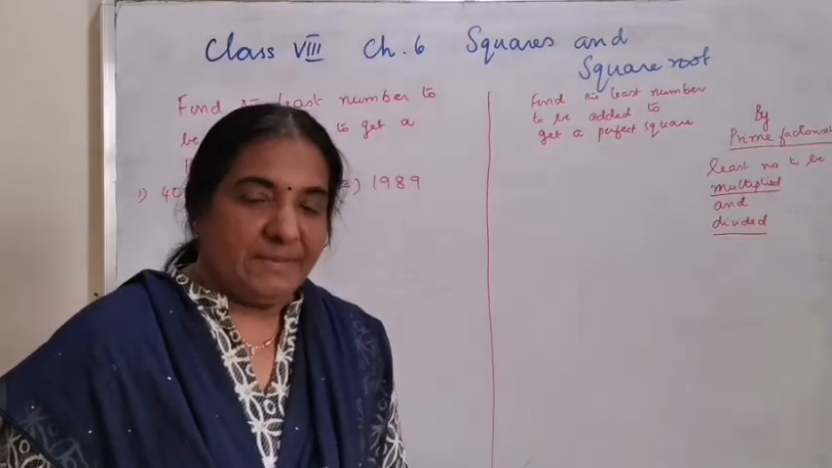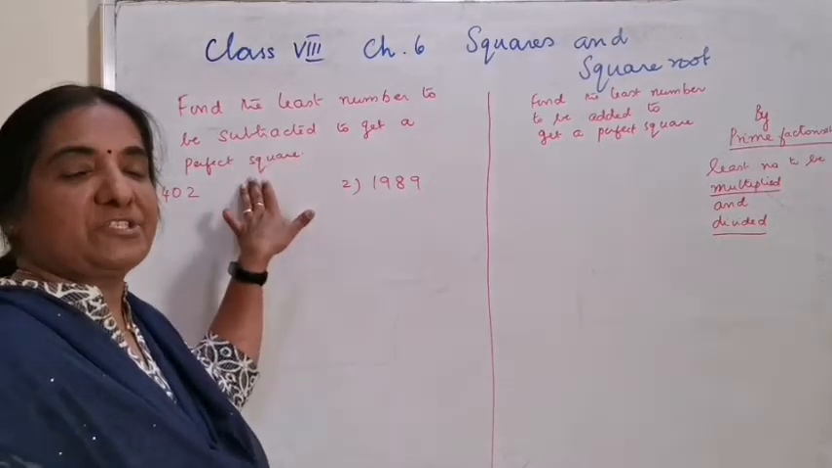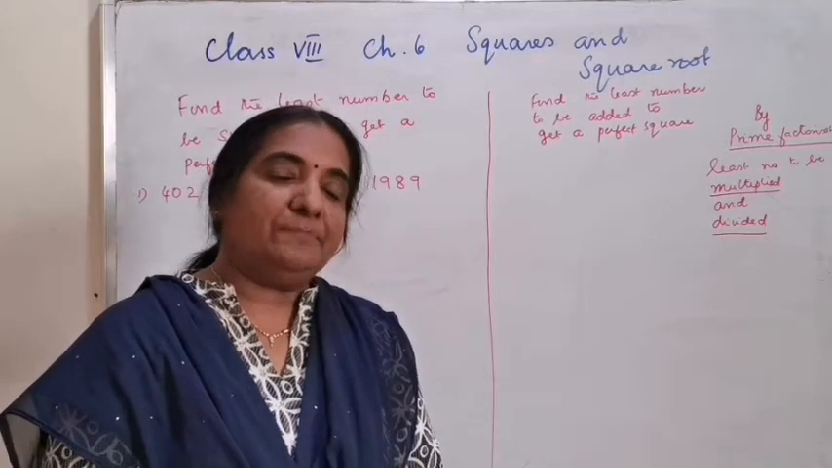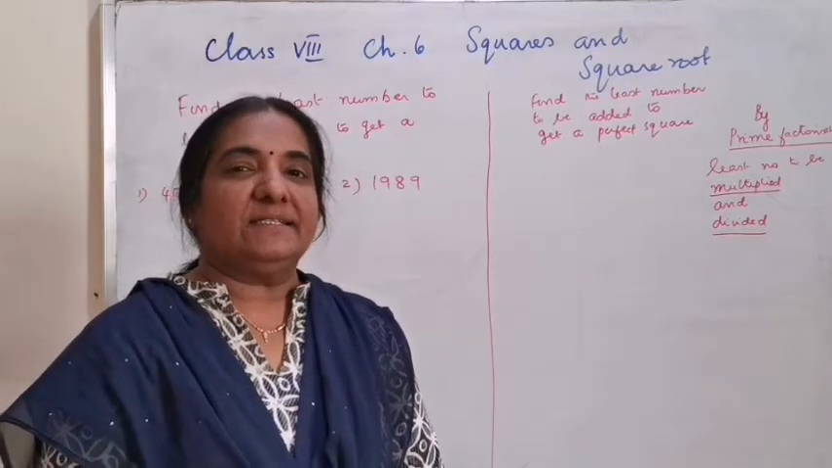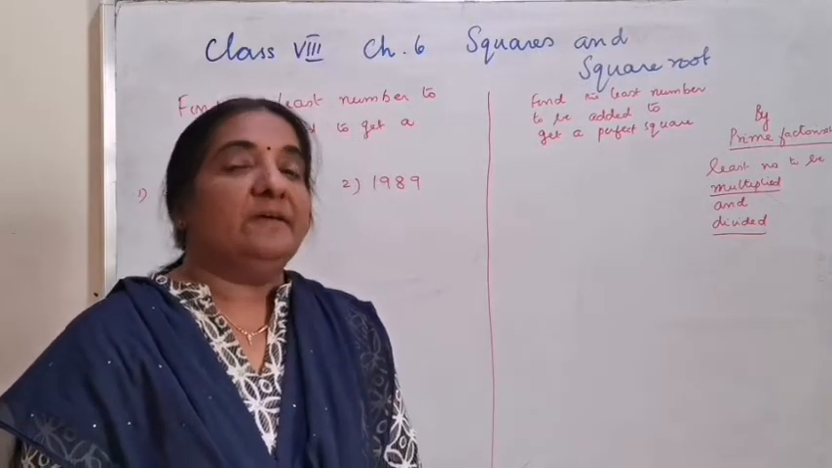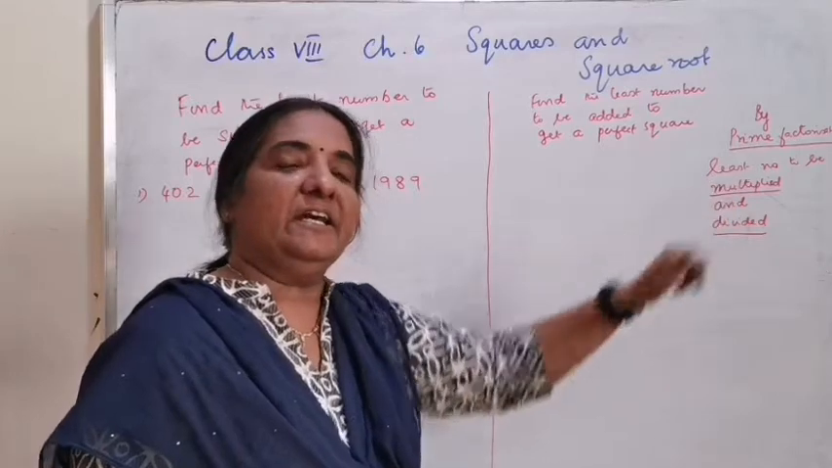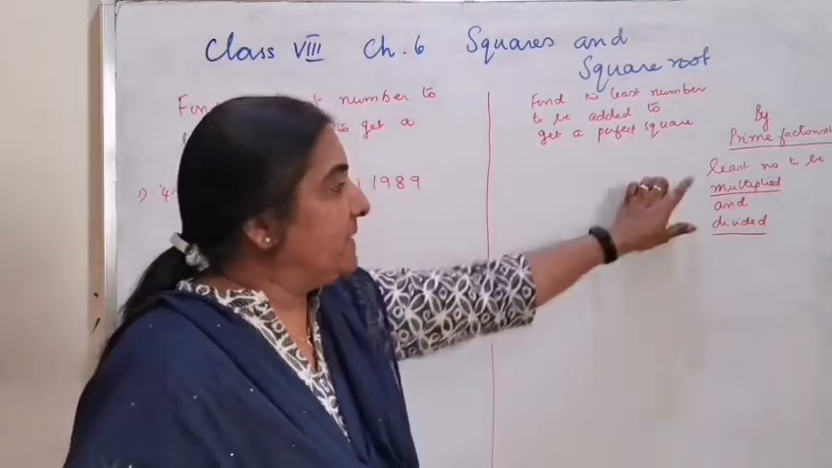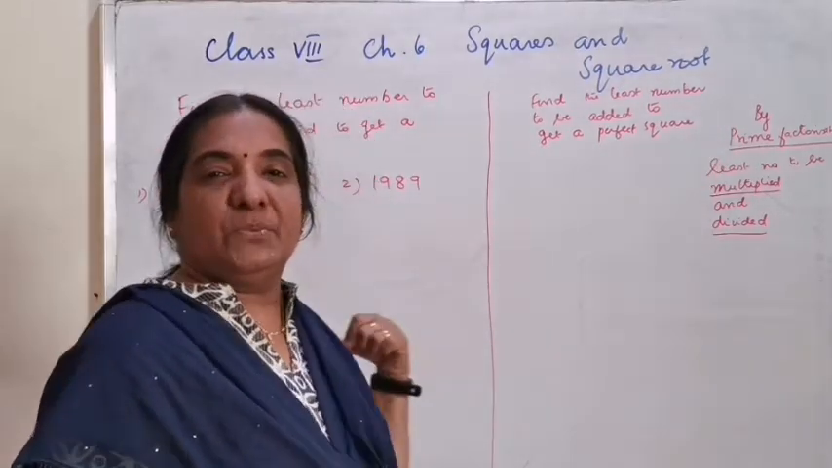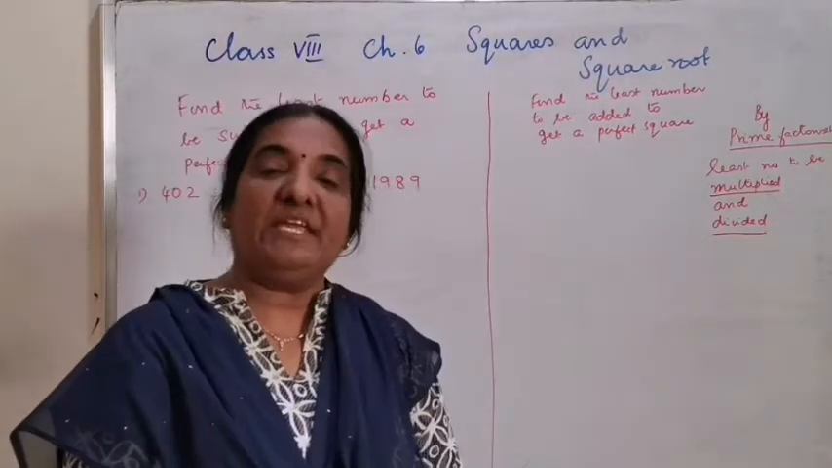The next type of question by long division is find the least number to be subtracted from a given number to make it a perfect square, and find the least number to be added to the given number to make it a perfect square. If you recollect the topic, that is the square root done by prime factorization, there the problems were find the least number to be multiplied and divided with a given number to make it a perfect square, and the multiplication and division part we were doing with prime factorization, whereas with the long division method, what is the number to be subtracted and what is the number to be added.